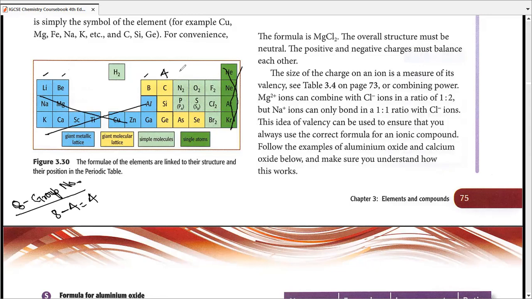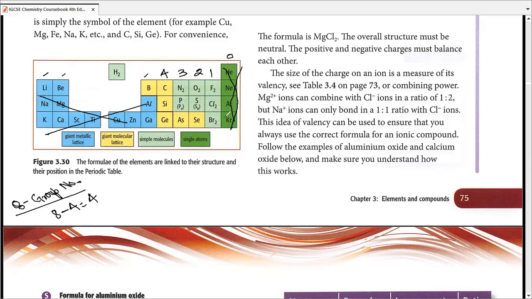8 minus 5 will be 3, right? For oxygen, 8 minus 6 is equal to 2. For fluorine's group, halogens I mean, it will be 1. And this would definitely be 0, but since that is not included.